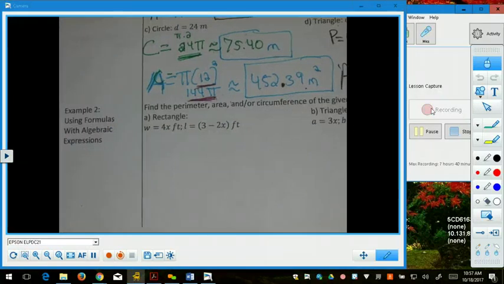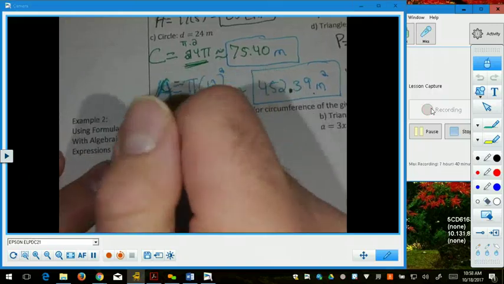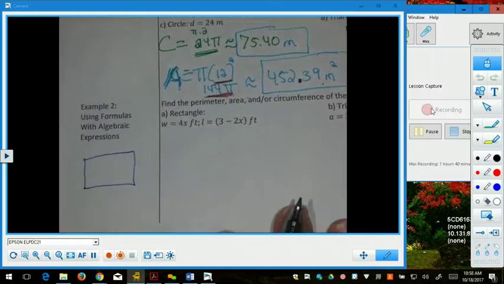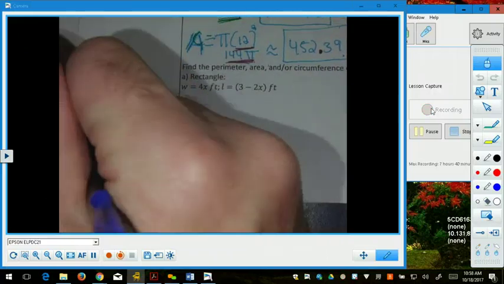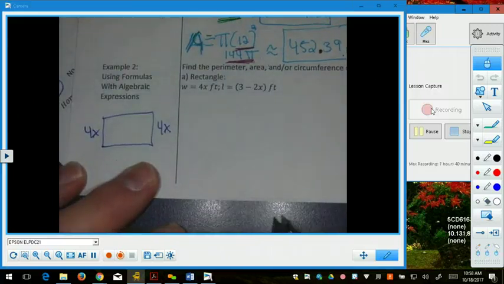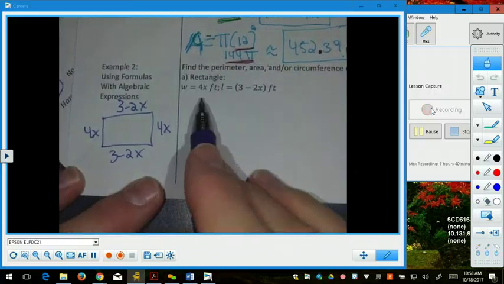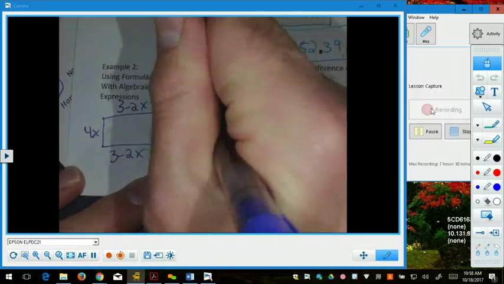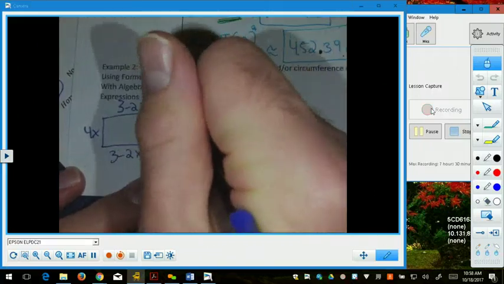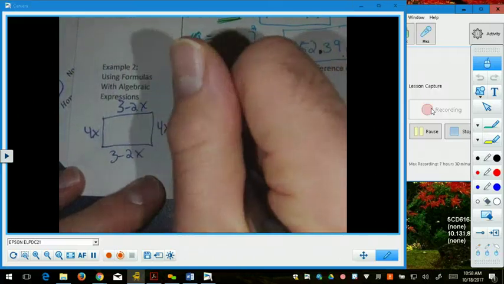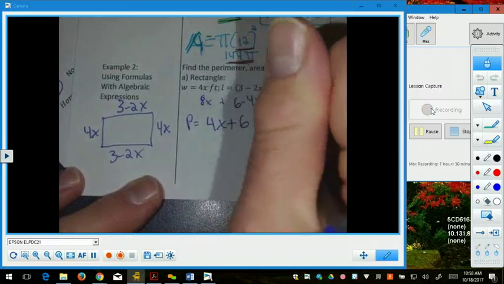Example 2 is with variable expressions, which we've already seen a little bit of in the last problem. So we have a rectangle. I always like to draw it so that I can check it and not wreck it. So if 4x is the width, then both of them are 4x. And if 3 minus 2x is the length, then both of them are 3 minus 2x. But if you remember the formula, you're just going to double this, which would give us 8x, and double those, which would give us 6 minus 4x. So our perimeter would actually be 4x plus 6 units. Oh, no, they told us the units were feet, so it's feet.